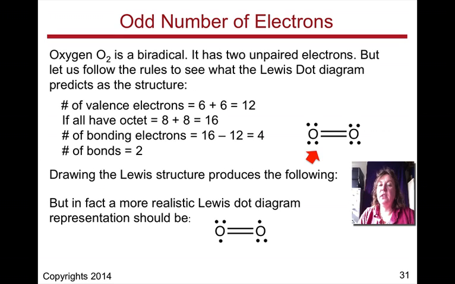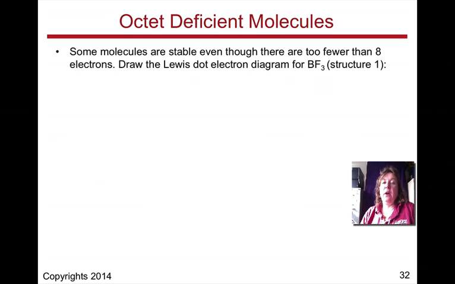So in fact, this shows that Lewis dot diagrams don't give the complete story. There is another category of exceptions to the octet rule, and these are the octet deficient molecules. Some molecules are stable even though there are 2 fewer than 8 electrons. So let's take a look at an example.